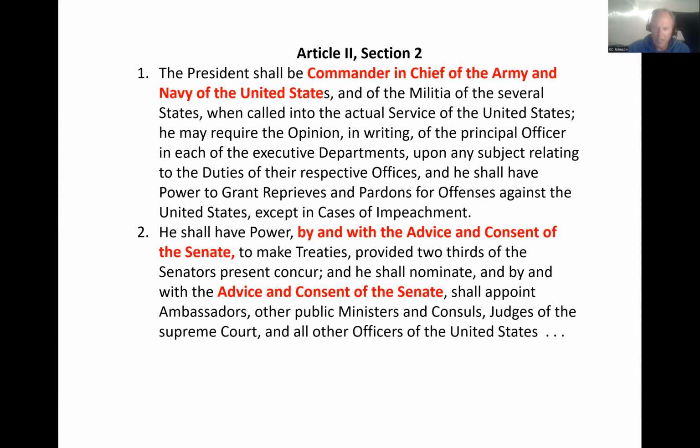That is, the president could give orders to generals. So this didn't give the president a kind of independent power in foreign affairs. And the president was given the power to make treaties and nominate ambassadors, but both of these things required the consent of 2/3 of the Senate.